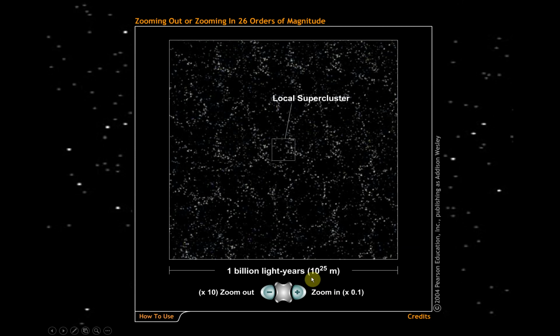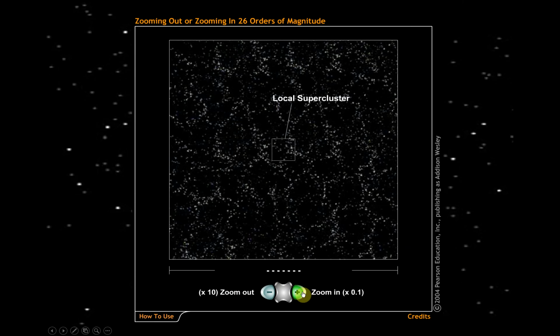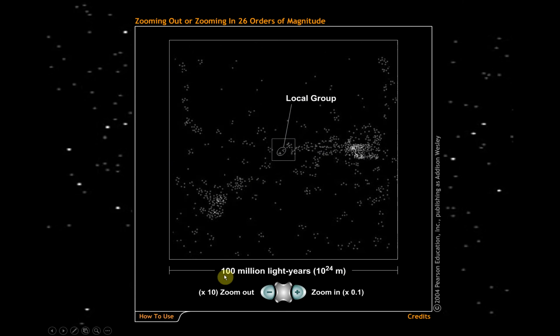If we zoom in, we're now at 10 to the 25. Here, remember, we were at 10 billion light years away. Now we're on the scale of 1 billion light years, or 10 to the 25 meters. Here's our local supercluster. This is a cluster of clusters of galaxies. Zoom in a bit more. Now we're on the hundreds of millions of light years scale, or 10 to the 24 meters. There's our local group.